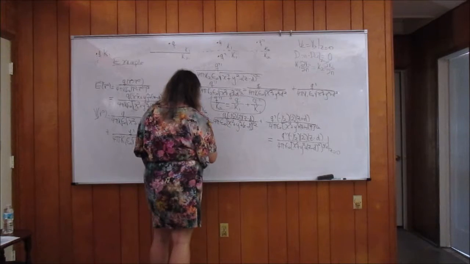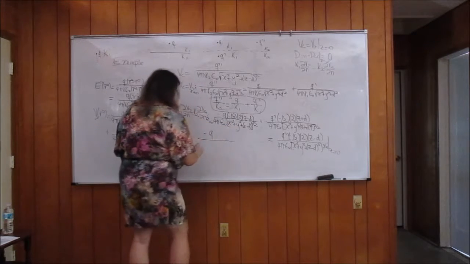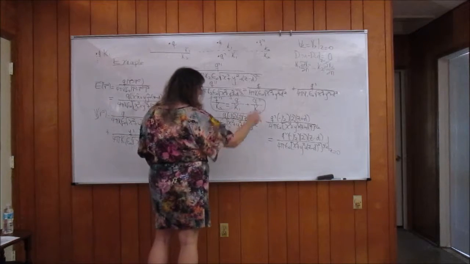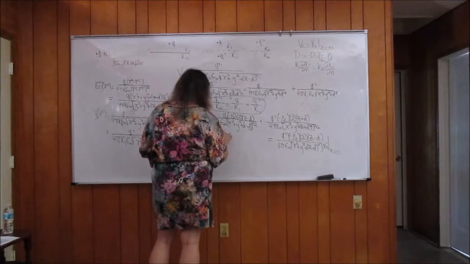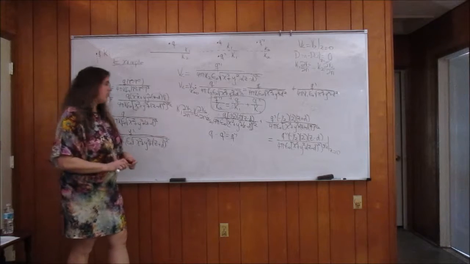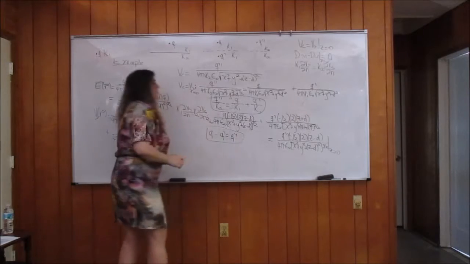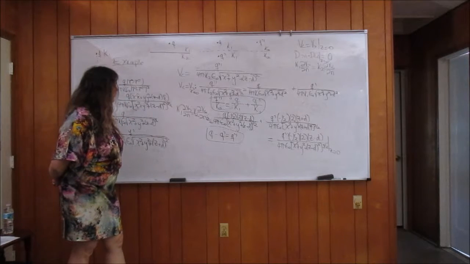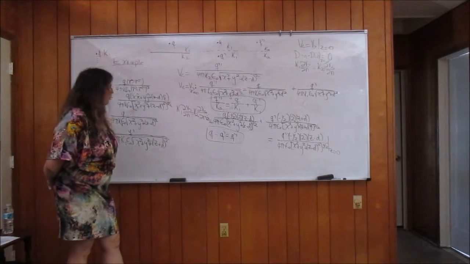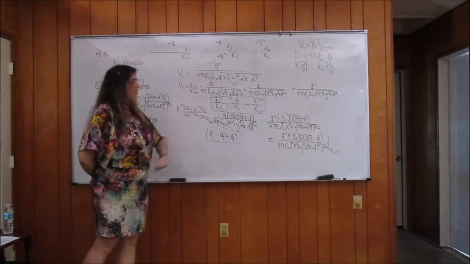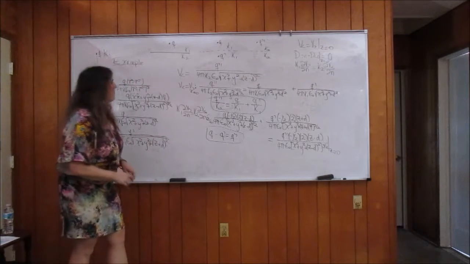times minus q plus q, and minus q prime is q double prime. Anyway, I said I was writing it the right way, and I had it the right way before, but it doesn't matter. We've got 2 equations and 2 unknowns. Okay? We solve this for q prime and q double prime.